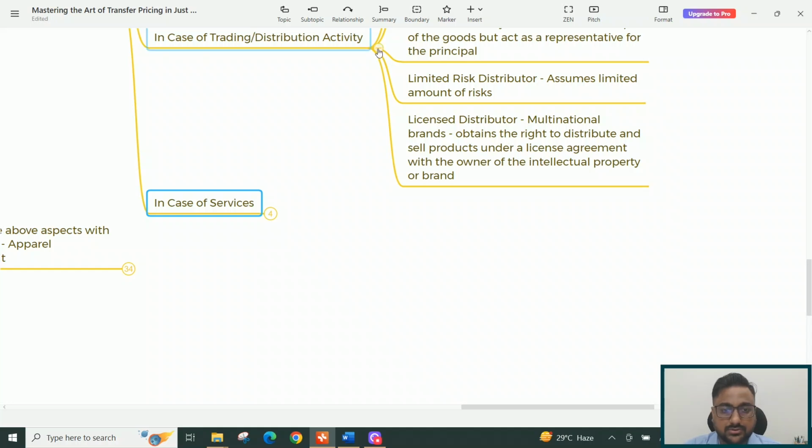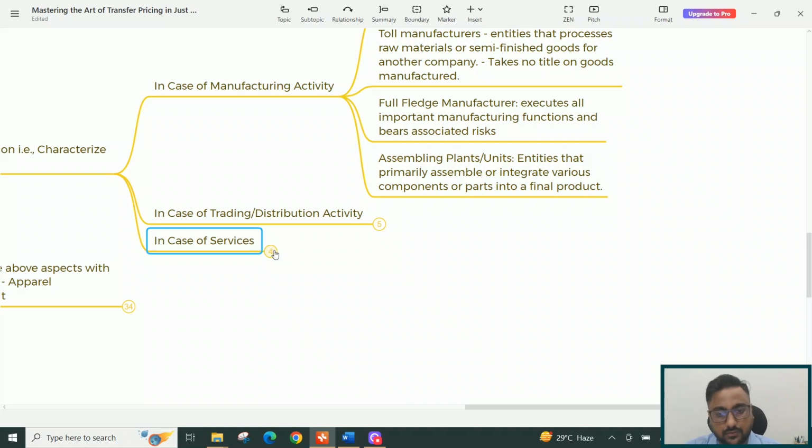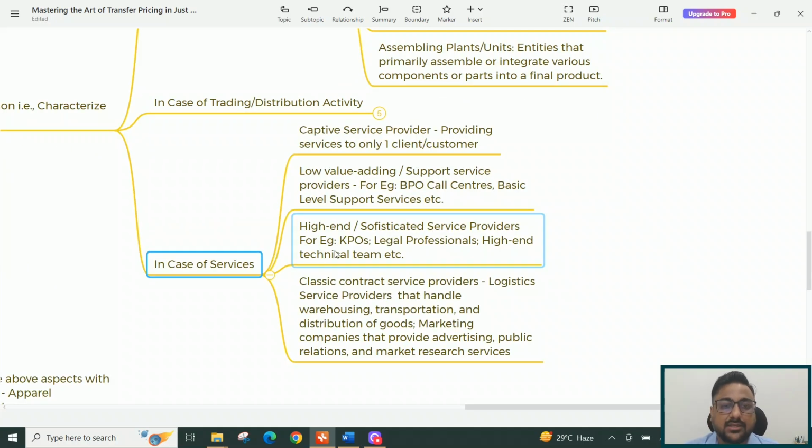Now guys, we come to service providers. In case of services, there could be these types of characterization possible for the entities, that is, associate enterprises, right? There could be a captive service provider, which is basically an entity providing services to a single entity only. So there's only a single client. That is where it is known as a captive service provider. It works as per the instructions of the party for which it provides services. The arrangement is such that the party would remunerate the cost part and some additional remuneration to that entity. That is how captive service providers are generally remunerated.